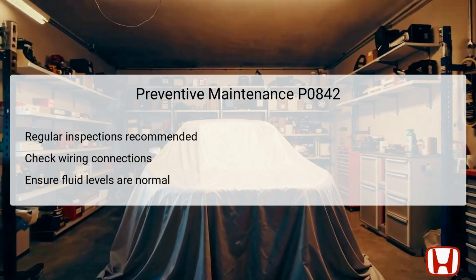According to best practices in preventive maintenance, regular inspections of the transmission fluid pressure switch and associated wiring connections can prevent the occurrence of DTC P0842. It's advisable to schedule these inspections in conjunction with routine vehicle servicing. Keeping an eye on wiring integrity ensures that any loose or corroded connections are addressed before they lead to failures.